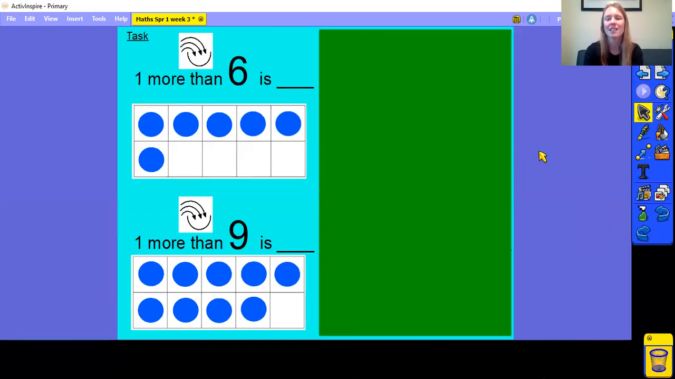Okay, here's your task for today. I want you to look at the sentences, read them with your grown-up, and then work out 1 more than each of the numbers by adding 1 more counter or 1 more object onto your 10 frame. Pause the video while you do that. Don't forget to take a video to send to your class email address.